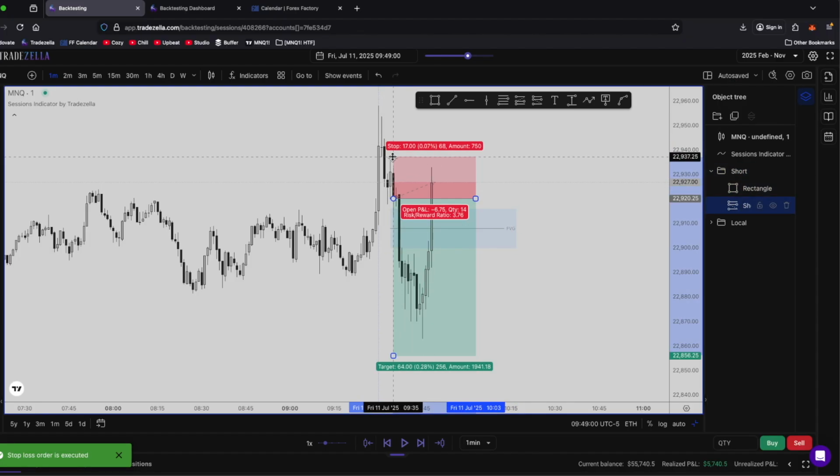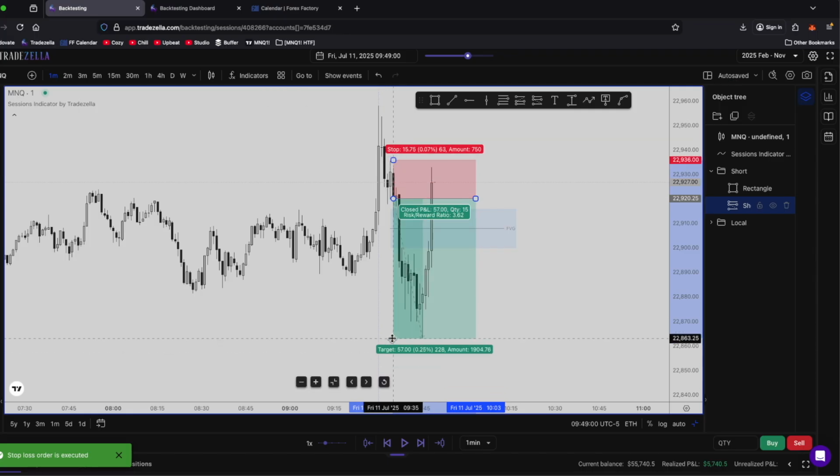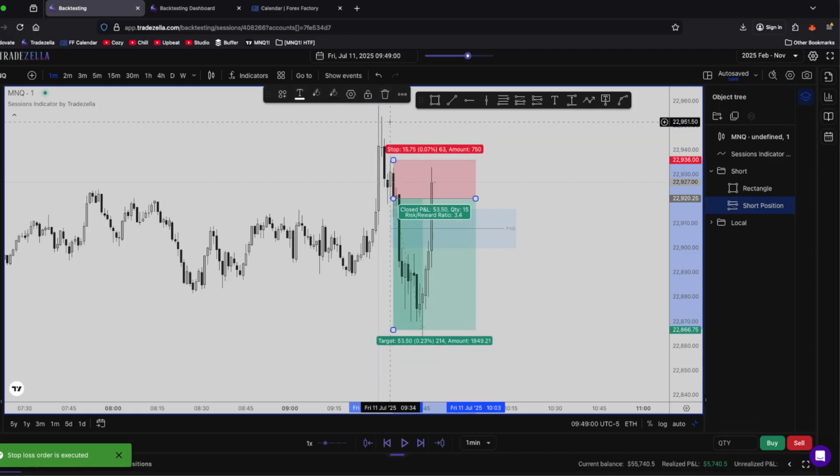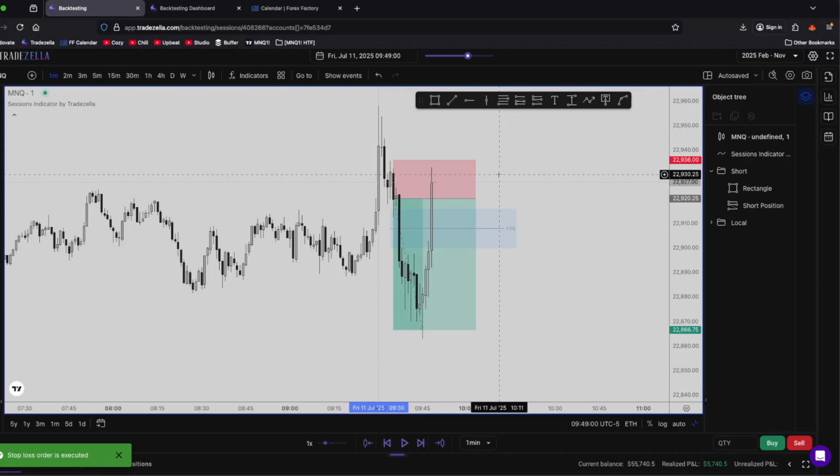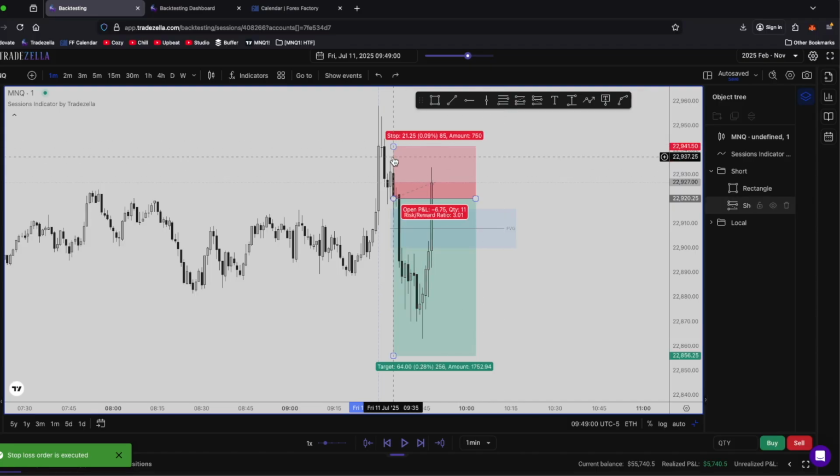So really, if my stop would have been shorter, I would have got my 3R out of that one. So be it. I gave it a little bit of room, but maybe I didn't need to.